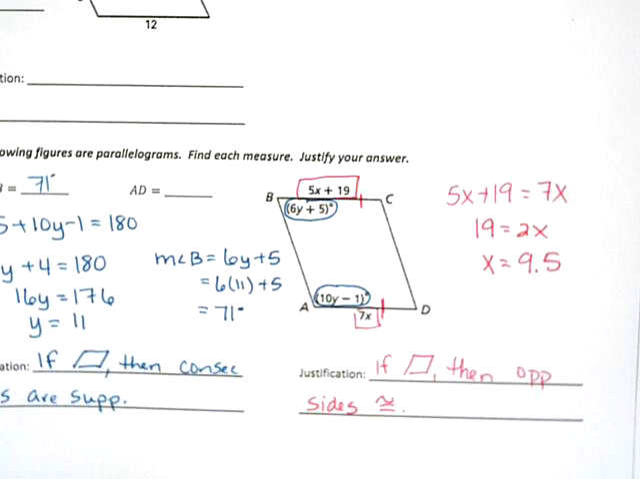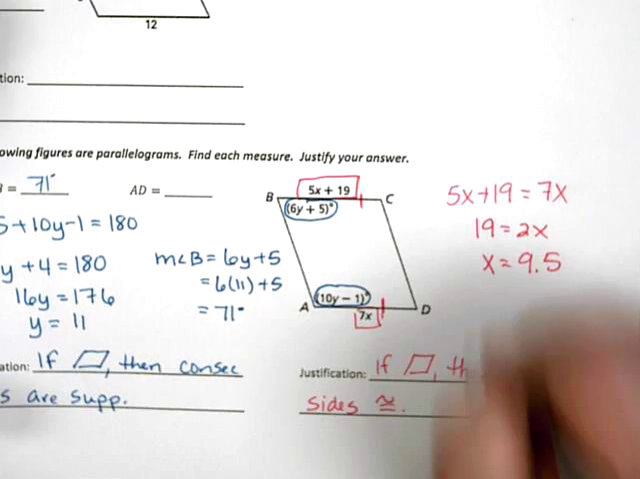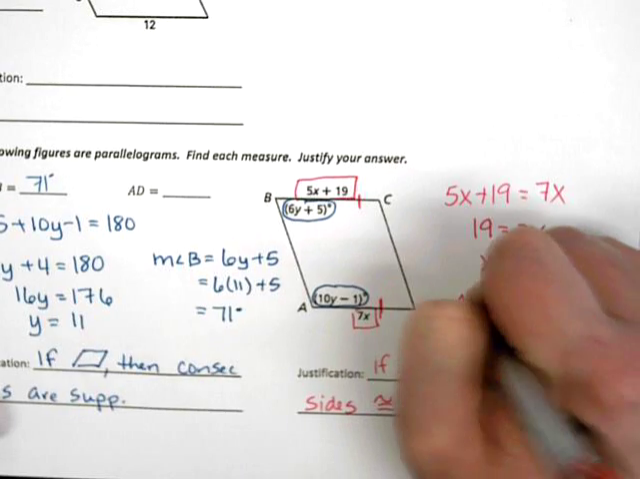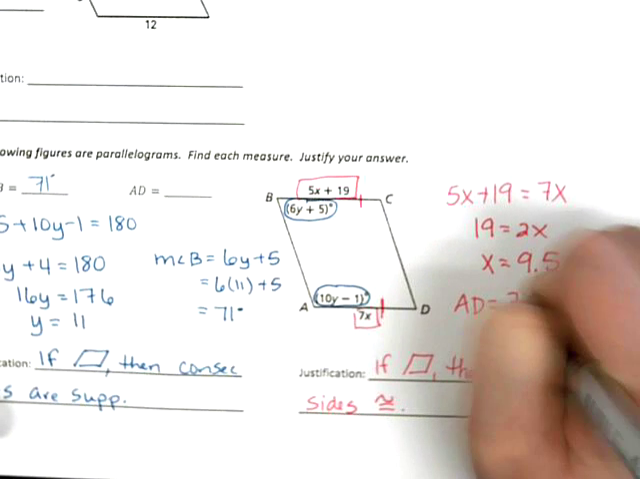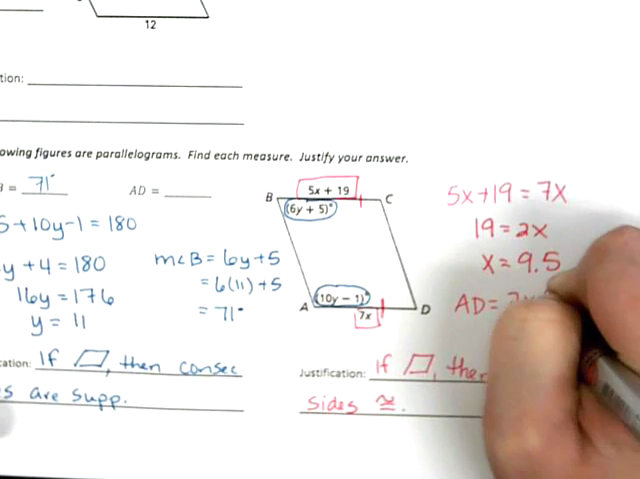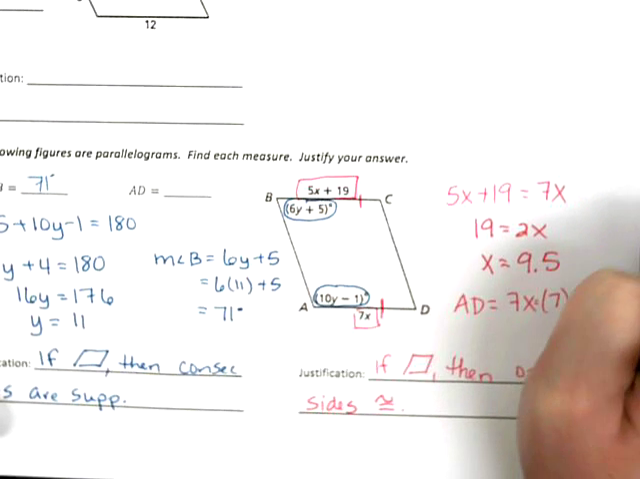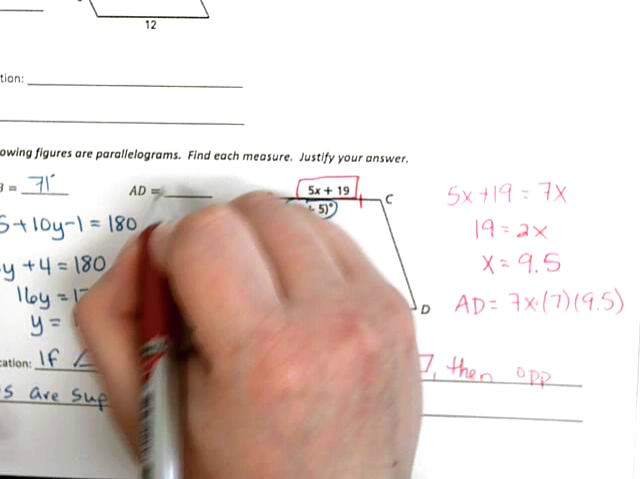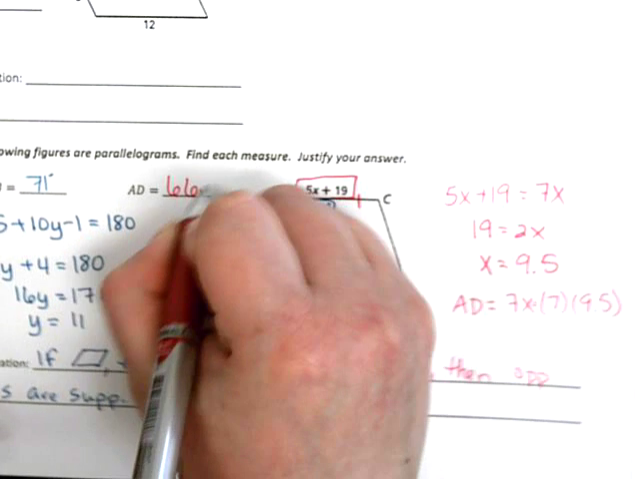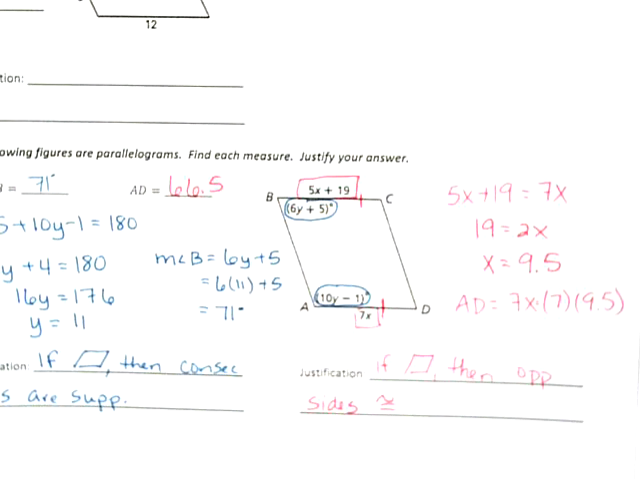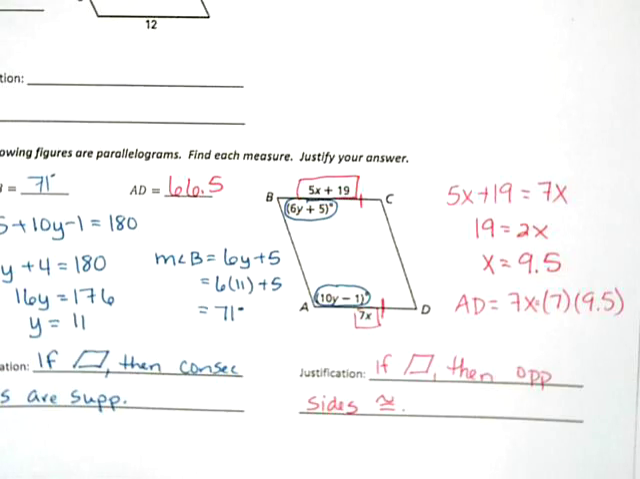And it asked for the measure of AD, or the length of AD, excuse me, not the measure. The length of AD, which we know is 7x. So 7 times 9.5, we get that AD is 66.5. Okay? Make sure that you have all your work shown there and that you have your justification. Okay? Without the justification, your work means nothing. All right?